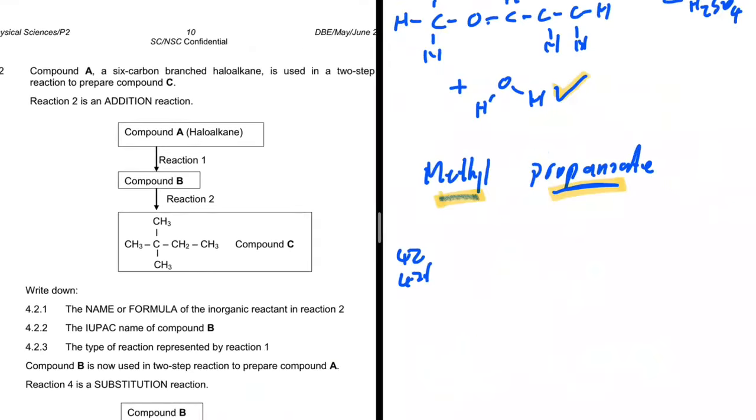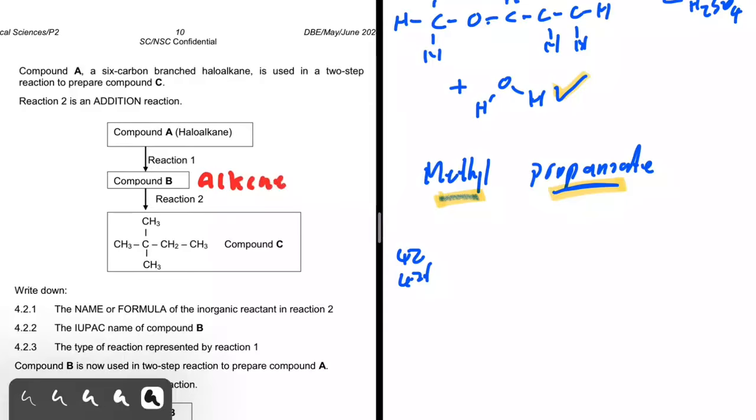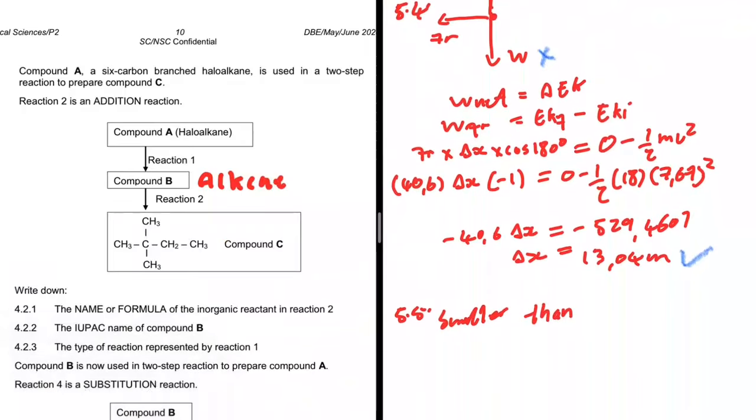4.2. Compound A is a 6-carbon branched alkane and it is used in a 2-step reaction to prepare compound C. Okay, so compound A, and then we go to B, and lastly we go to C. Reaction 2 is an addition reaction. If reaction 2 is an addition reaction, then here we have an alkene because you can only add to an alkene. Okay, we know that for sure. And then 4.2.1, the name or formula of the inorganic reactant needed in reaction 2.